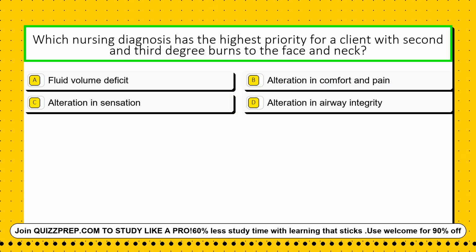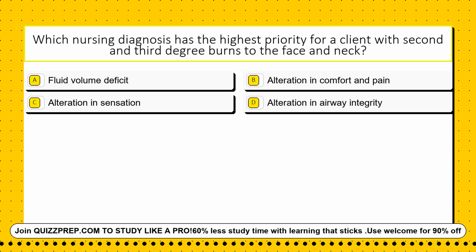Question 30. Which nursing diagnosis has the highest priority for a client with second and third degree burns to the face and neck? Option A, fluid volume deficit. Option B, alteration in comfort and pain. Option C, alteration in sensation. Option D, alteration in airway integrity.